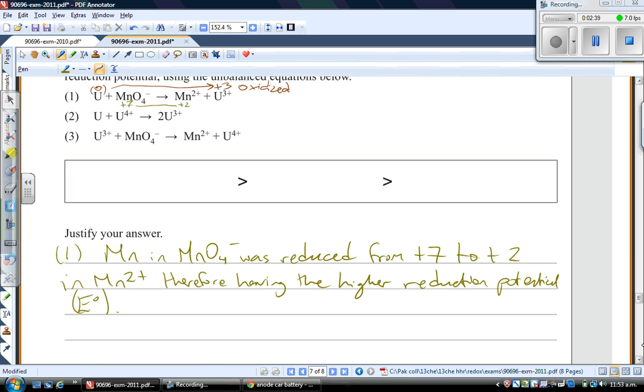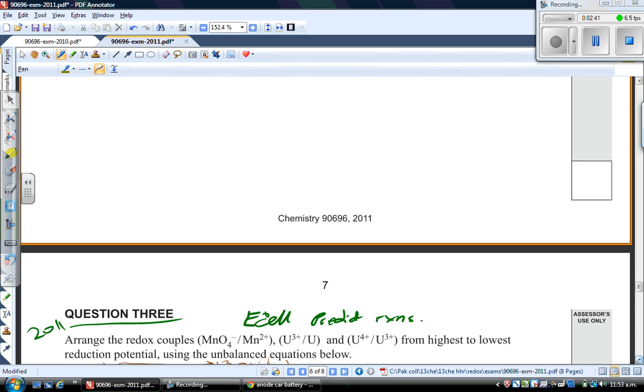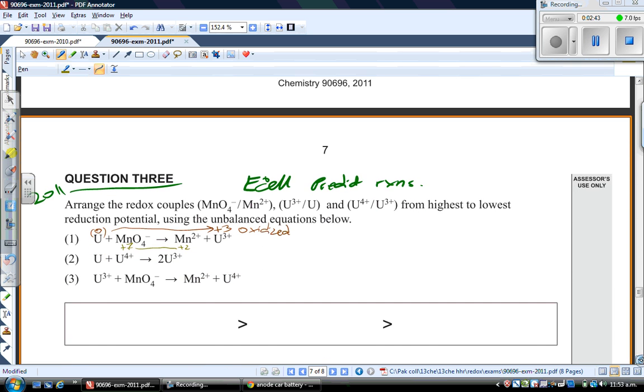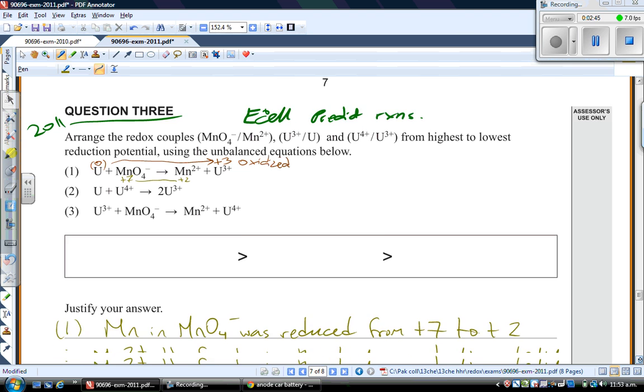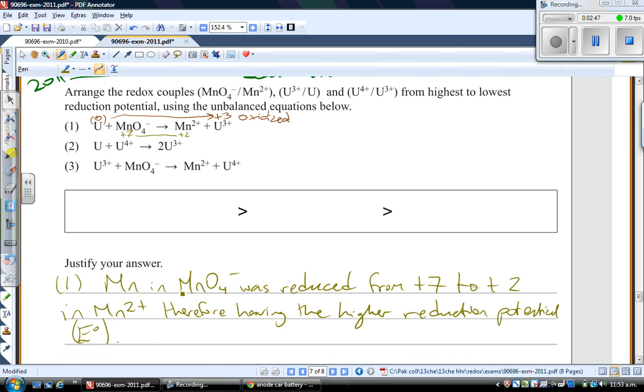now it's only one of the species that you need to choose. So the species you choose with the highest reduction potential is the permanganate, and the couple in this case, you would say the reduction of permanganate to manganese, that particular redox couple has a higher reduction potential than, in this case, uranium 3 plus being reduced to uranium. Okay, so that's what the first equation tells us.